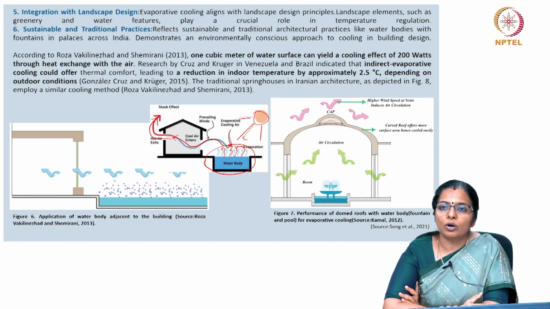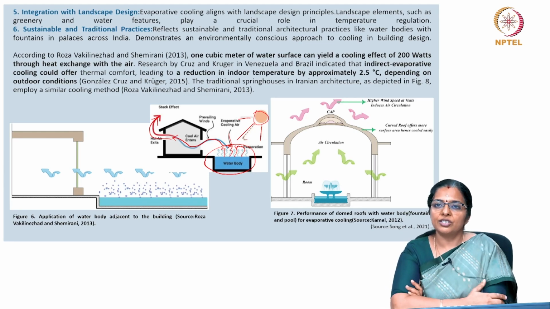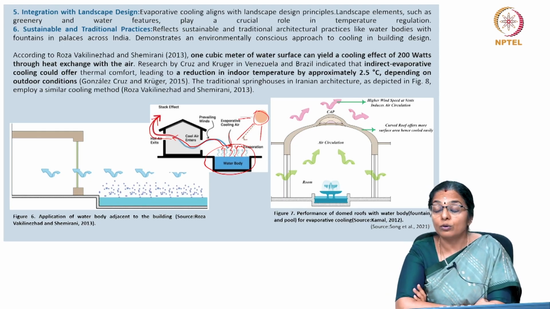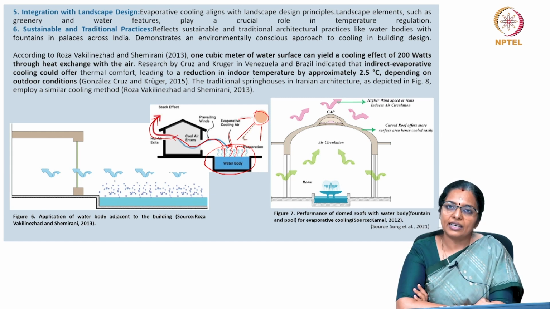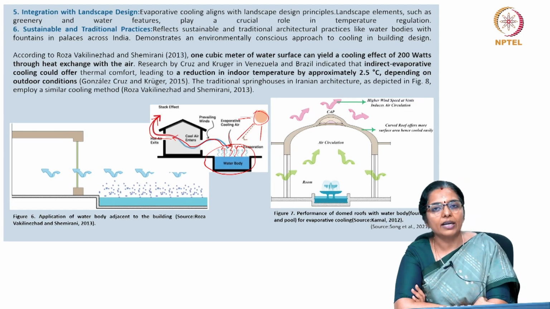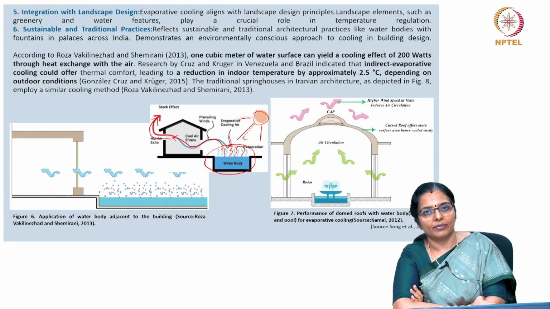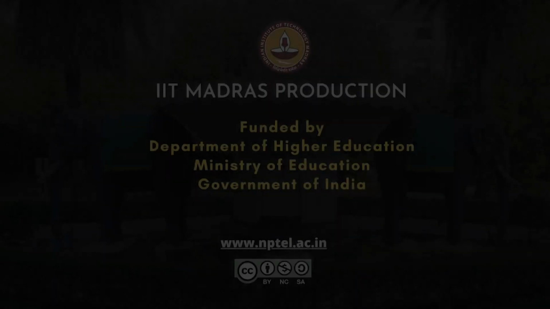So, it becomes important to understand that vegetation and water body assist in indoor thermal performance, resulting in reduced use of operational energy and hence reduced emission of greenhouse gases. We will stop this class at this stage and we will continue in the next class with the same theme. Thank you.